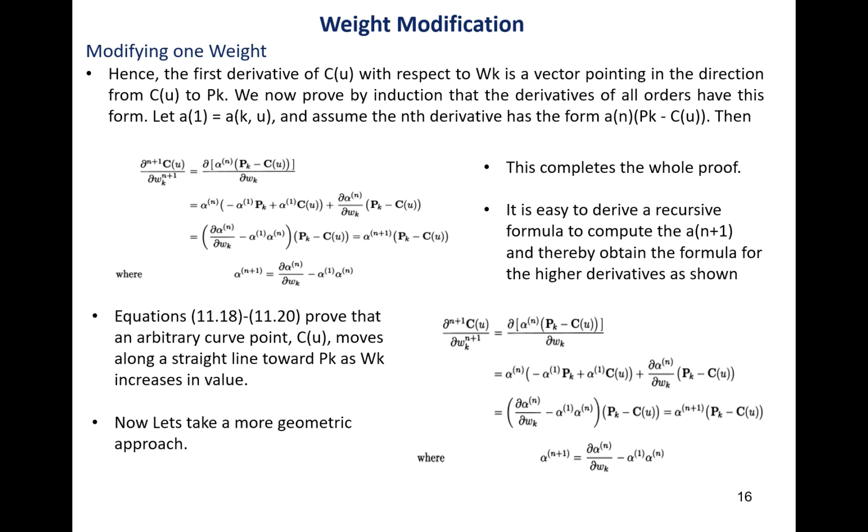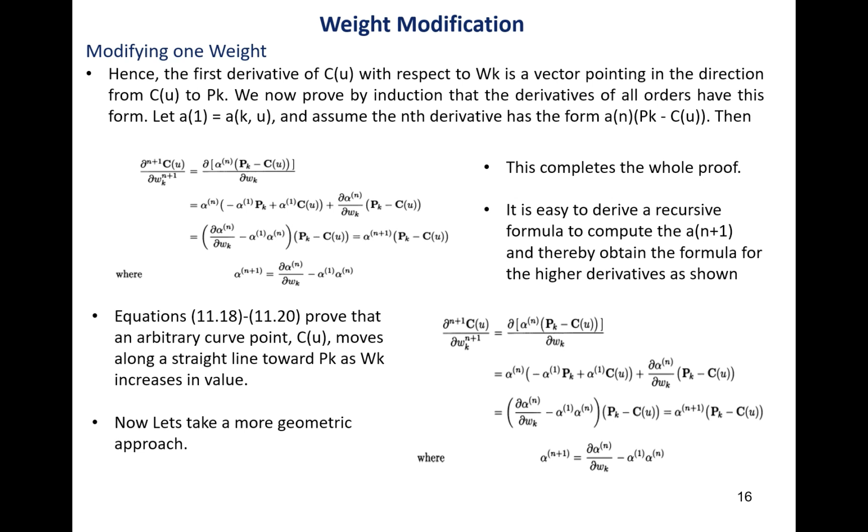Hence, the first derivative of C(u) with respect to Wk is a vector pointing in the direction from C(u) to Pk. We now prove by induction that the derivatives of all orders have this form. Assume the nth derivative has the form alpha n times (Pk minus C(u)). Then by simplifying it, we get alpha n plus 1 equal to the derivative with respect to Wk of alpha n plus n minus alpha 1 alpha n. So this completes the whole proof.